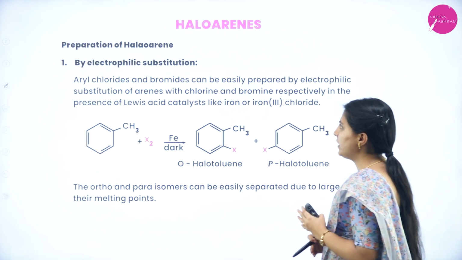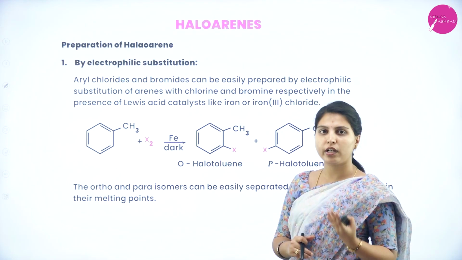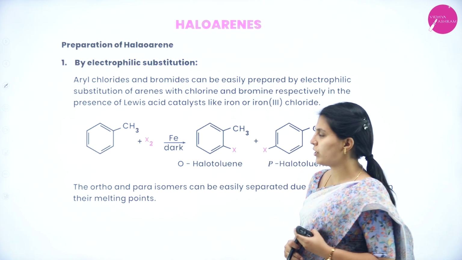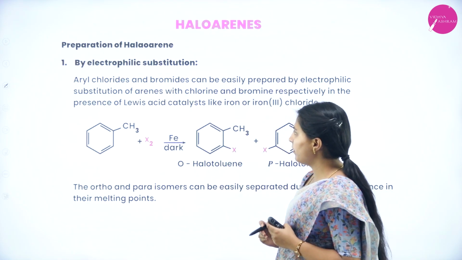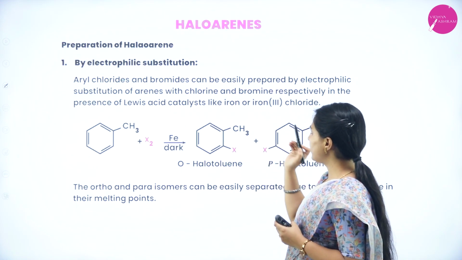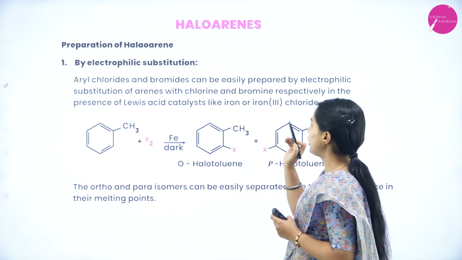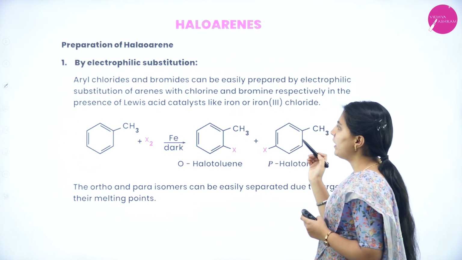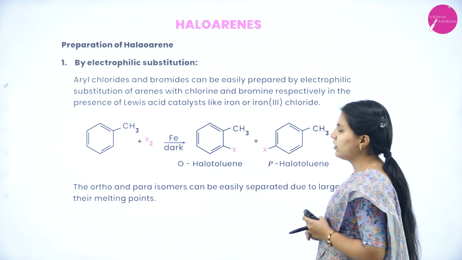Next, haloarenes. We will see the preparation of haloarenes. You know what haloarenes are and their classification. How will they be prepared? By electrophilic substitution. Aryl chlorides and bromides can be easily prepared by electrophilic substitution of arenes with chlorine and bromine respectively in the presence of a Lewis acid catalyst like iron or iron chloride.